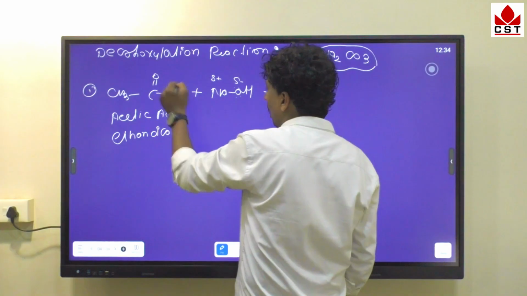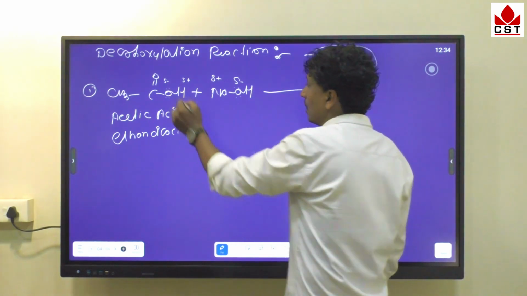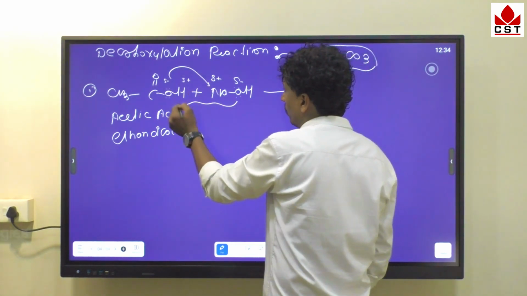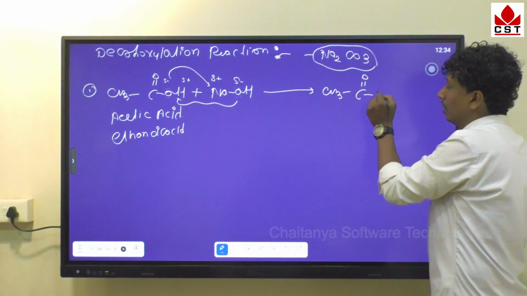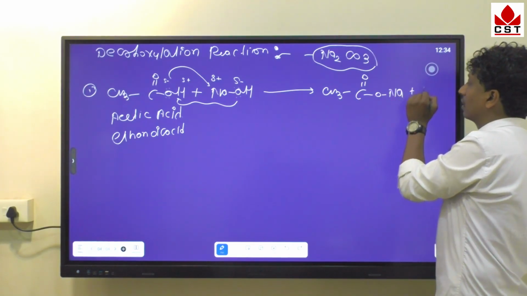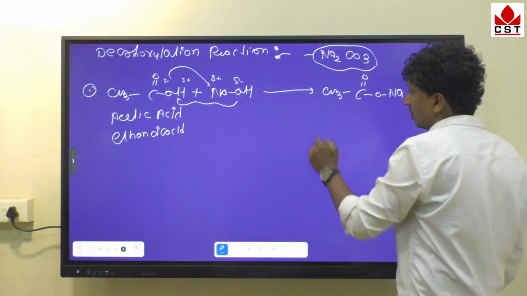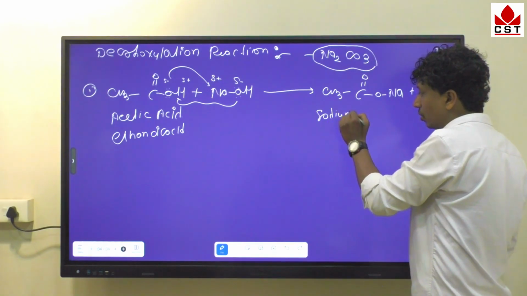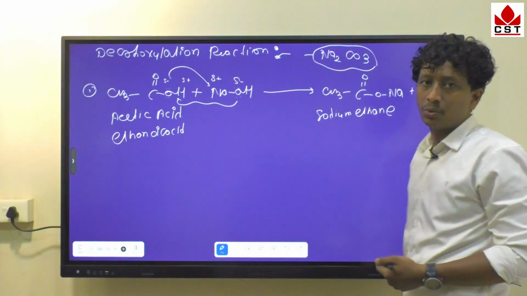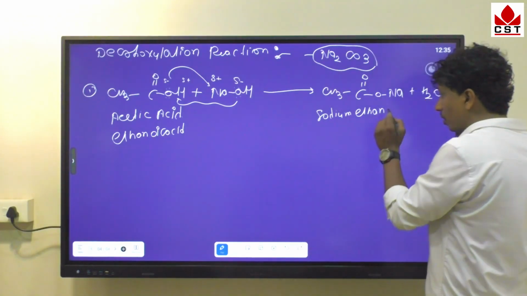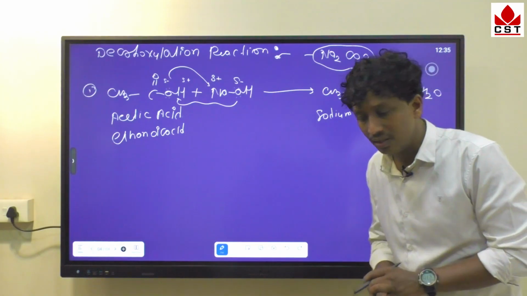Oxygen carries delta negative and hydrogen delta positive. In the reaction, what happens? O negative attaches to sodium with abstraction of hydrogen from OH, and the compound CH3–C double bond O–ONa is formed, with loss of water. This is the intermediate of that reaction, called sodium ethanoate. It is a salt: the two carbon chain is ethane, with the E of ethane replaced by OATE.